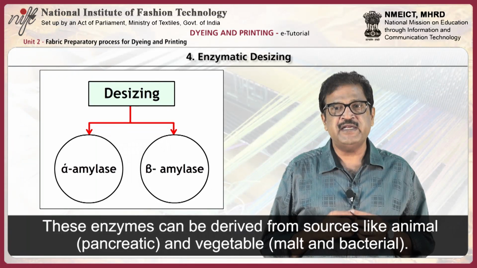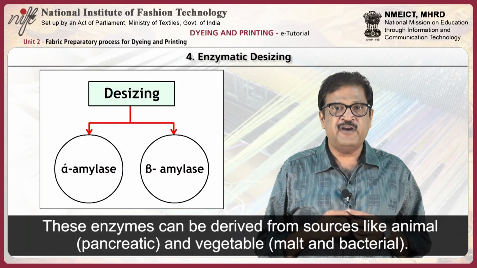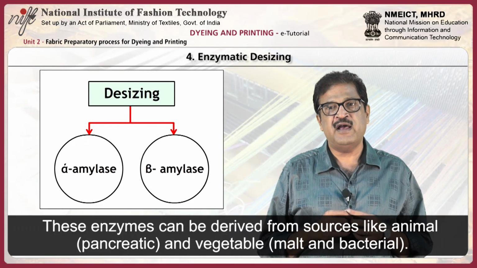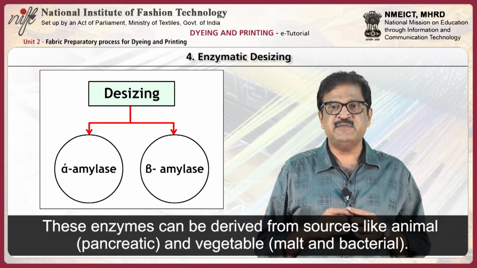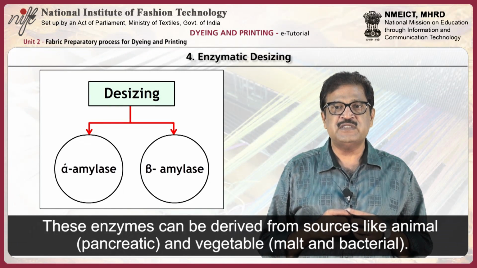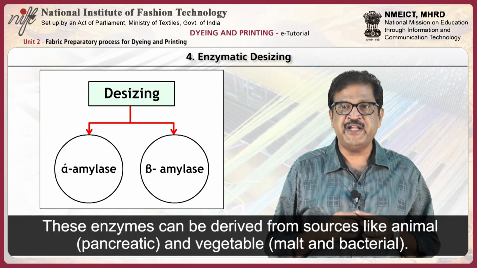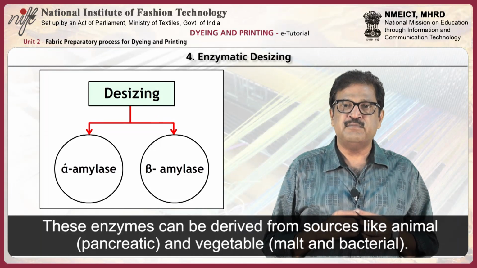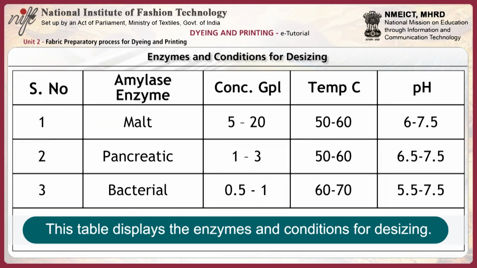There are two categories, namely alpha amylase and beta amylases. These enzymes can be derived from sources like animal, pancreatic and vegetable, malt and bacterial. This table displays the enzymes and conditions for desizing.